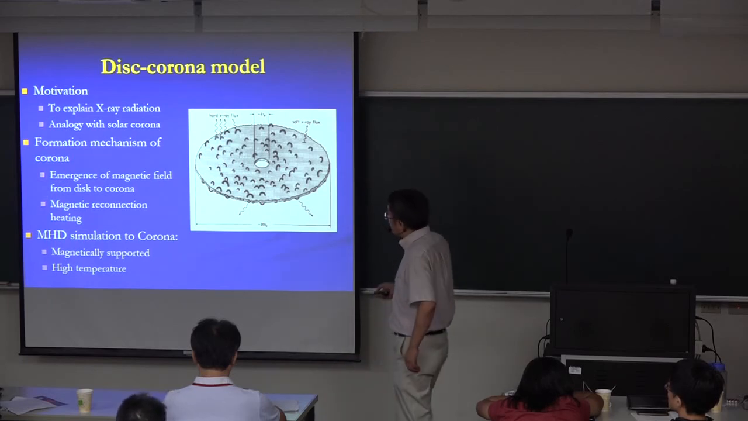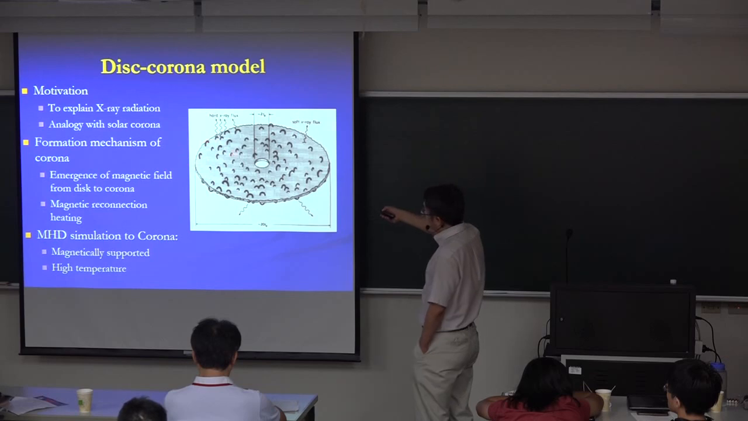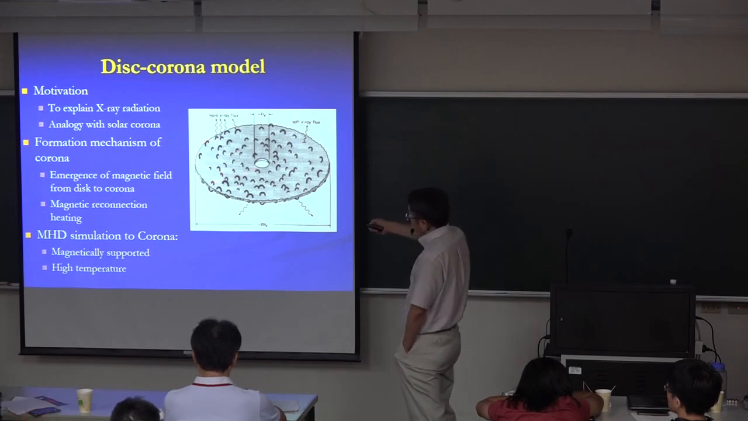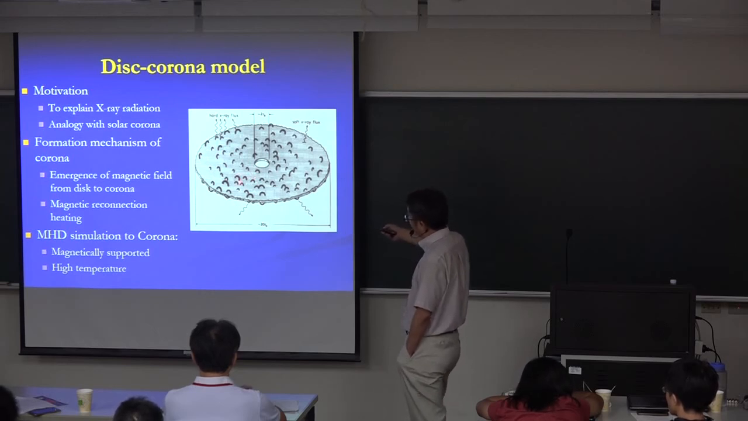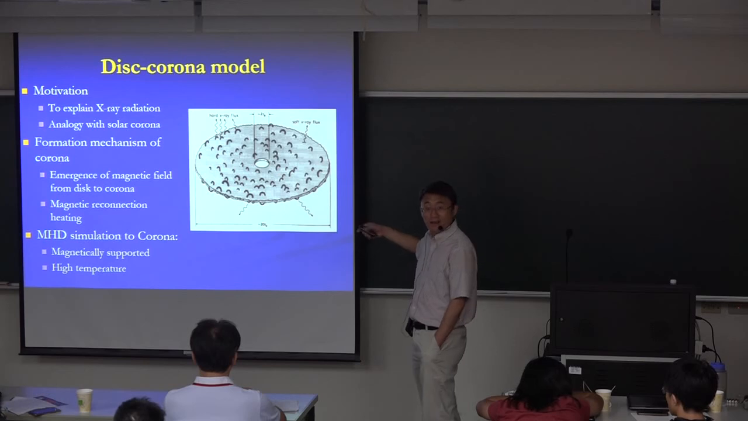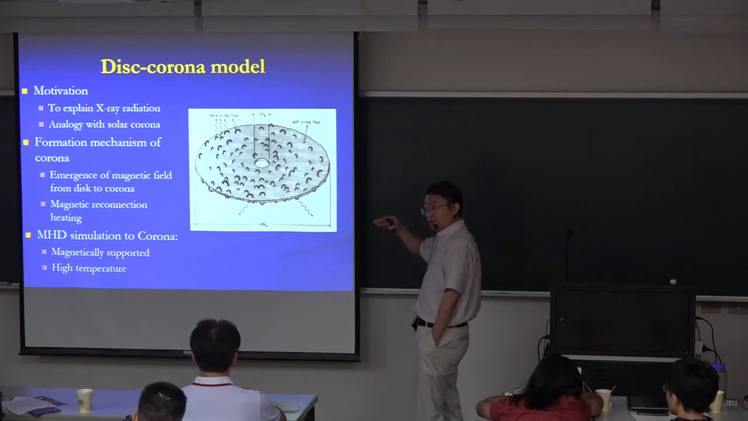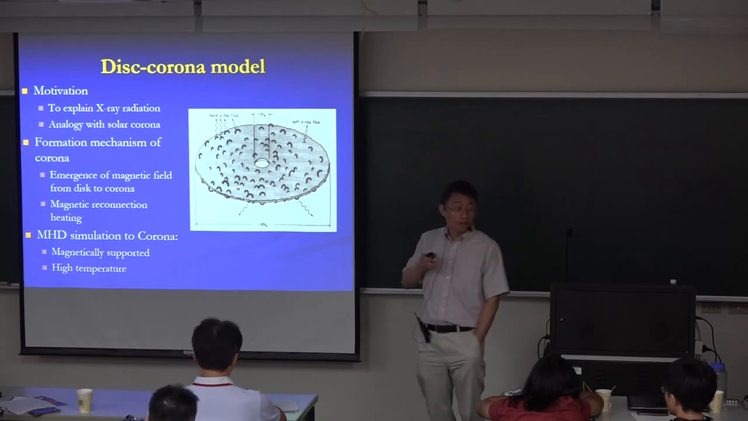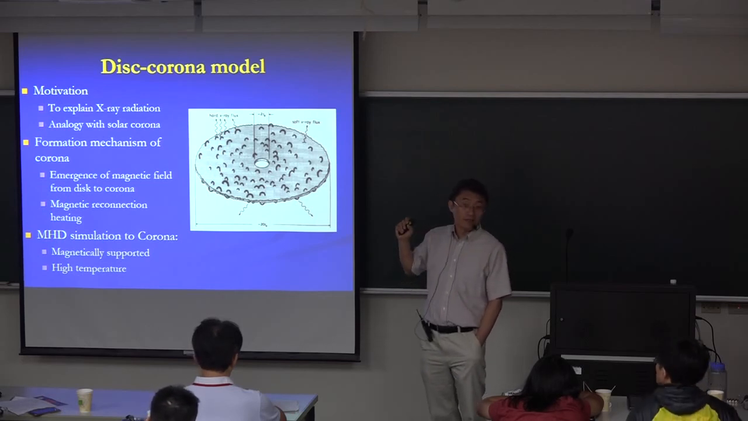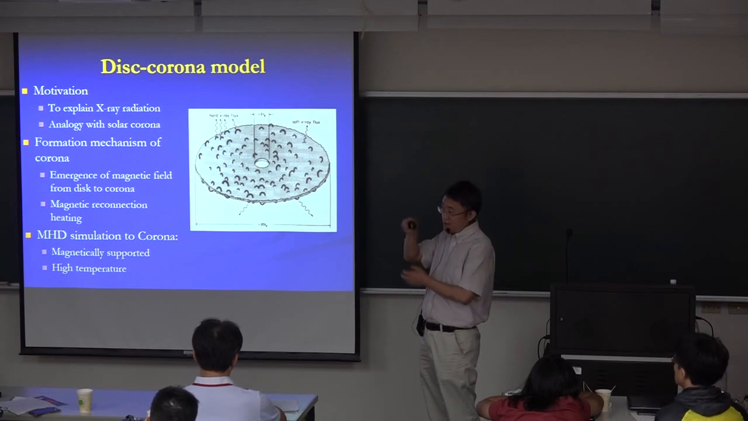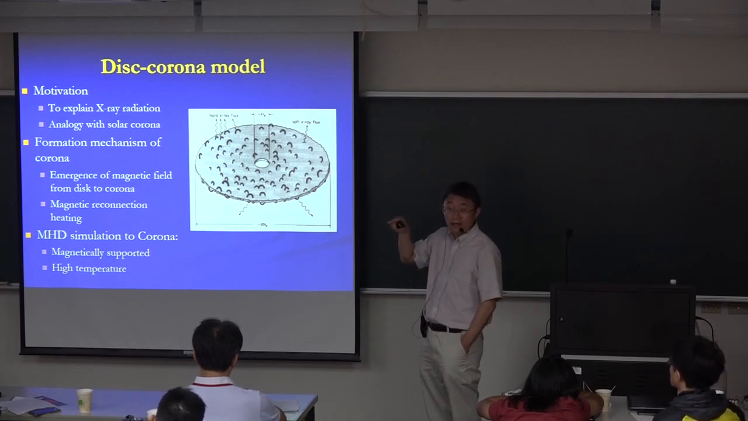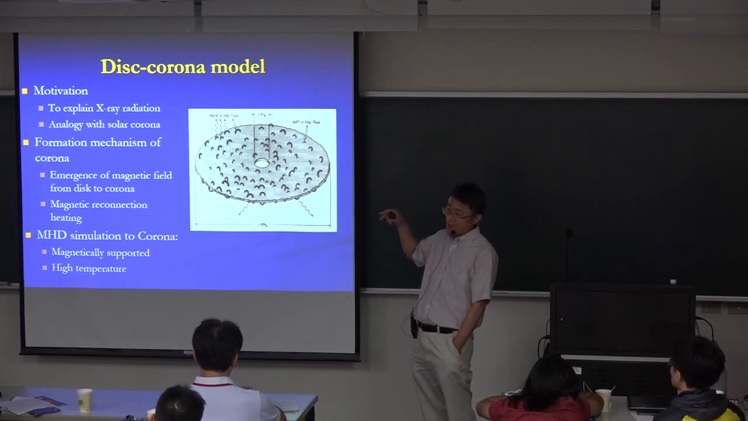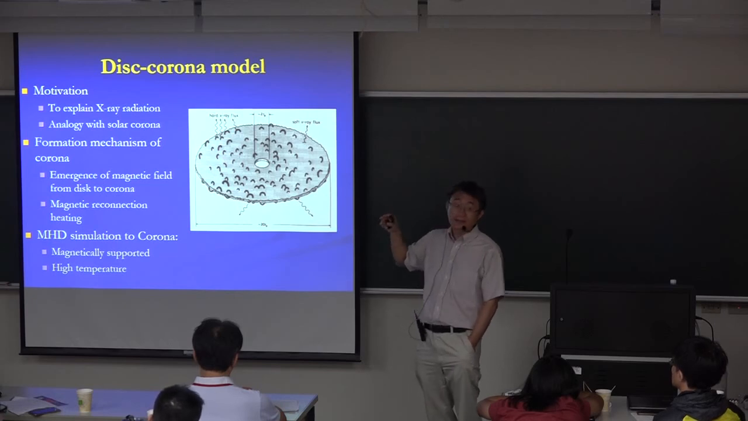Right. Okay, what is the formation mechanism of the corona? Again, we have to invoke the magnetic field. Within this accretion disk, as I said before, we have a turbulent magnetic field, and this magnetic field will have a so-called Parker instability. If you are familiar with solar physics, you know Parker instability. This is basically when you have some magnetic flux, a magnetic tube, within the accretion disk or within the Sun.